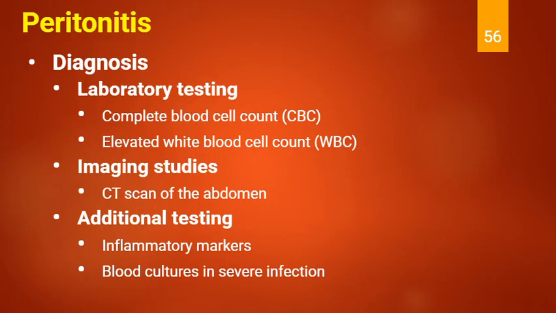Diagnosis of peritonitis involves history, physical examination, laboratory testing, and imaging studies. Laboratory tests often include a complete blood cell count, which frequently shows an elevated white blood cell count, indicating infection. Imaging studies such as a computed tomography scan of the abdomen help identify the underlying cause, such as a perforated organ, abscess, or accumulation of fluid in the abdominal cavity. In severe cases, blood cultures may also be obtained to identify bacteria responsible for infection.